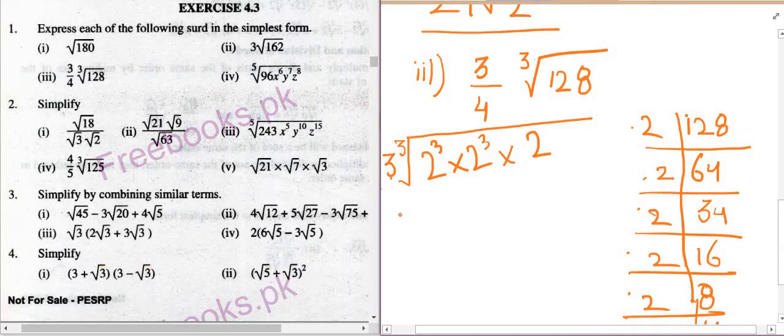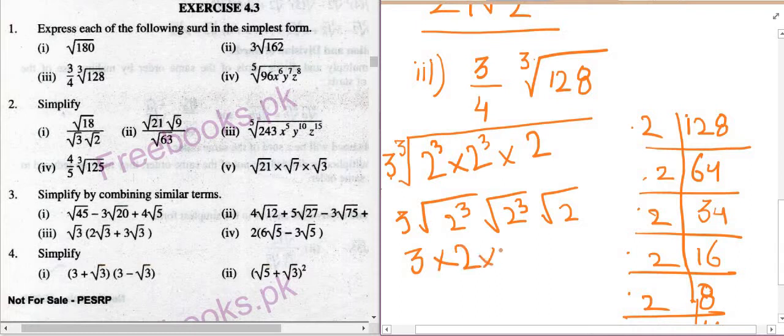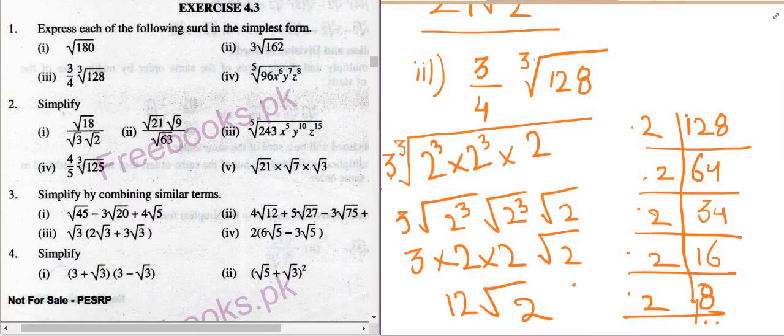Okay, now separate the roots. This can be written as cube root cancel with cube, 3 multiply 2 multiply 2 square root 2. This becomes 2 times 6, 6 2 times 12 square root 2. Okay.